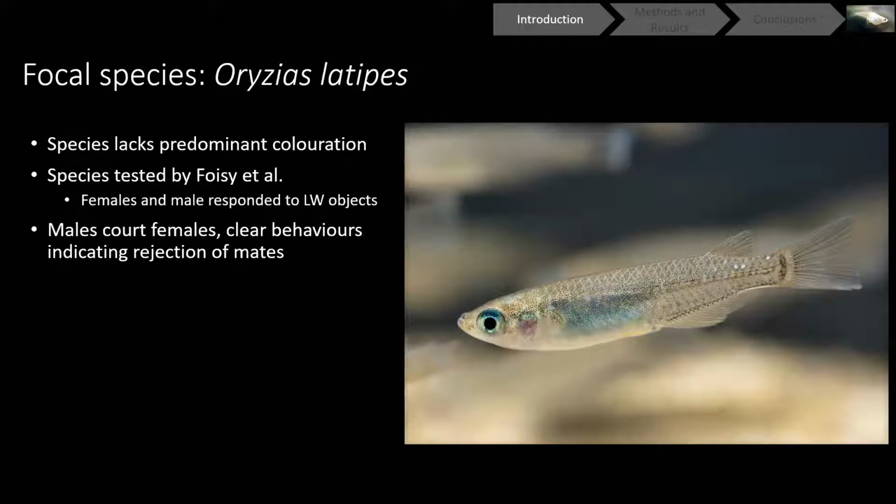Additionally, it was one of the species tested by Foisy et al., both in the model as well as in their behavioral trials. The model predicted that it should have a long wavelength color preference, and from the behavioral trials, both males and females had a significant response to long wavelength colored objects. Finally, behaviorally, males will court females using a circle swim behavior, and females will clearly reject the males. So there is both a clear courtship and a clear rejection behavior.